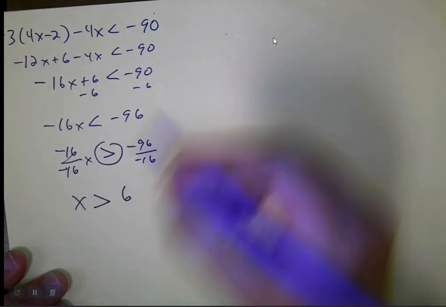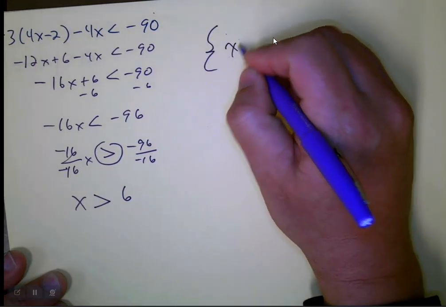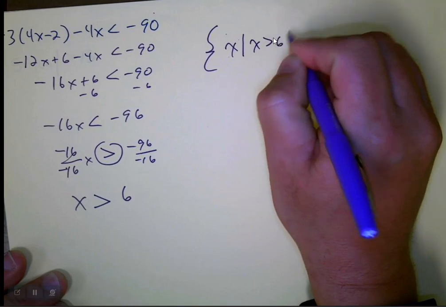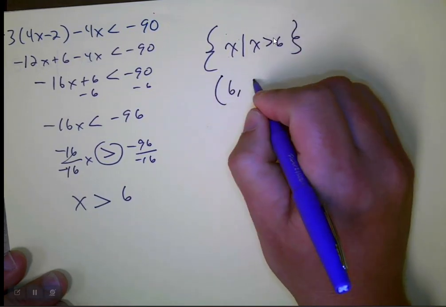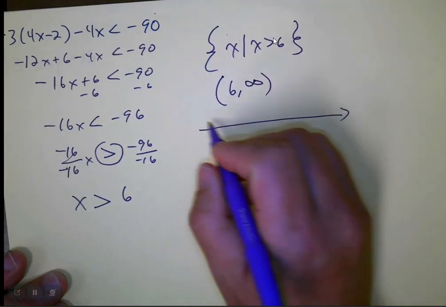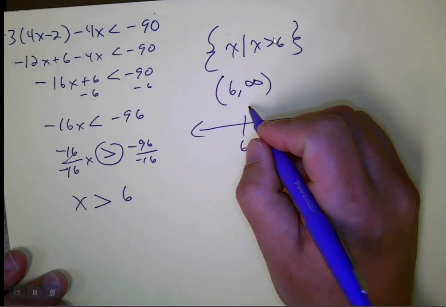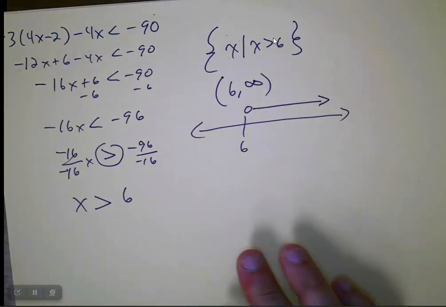Now, what's this look like? In set notation, x such that x is greater than 6. In interval notation, you got parentheses 6, comma, infinity. And the graph looks something like this. 6, open circle, shade to the right. Right? That's how you do that one.